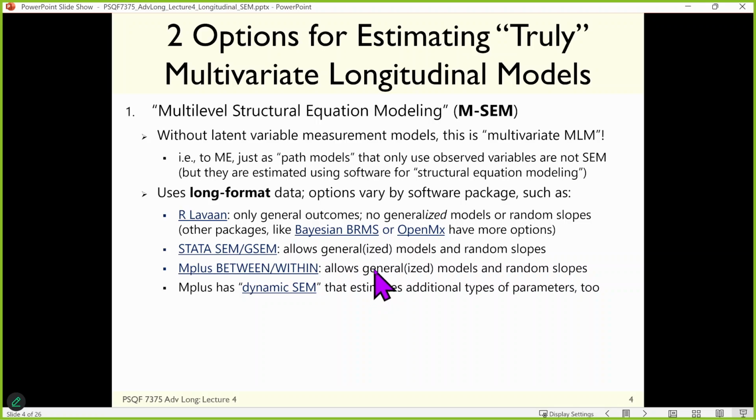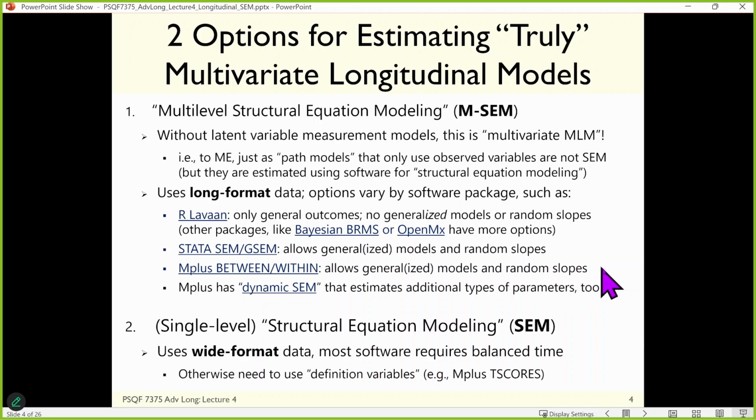Mplus is the most flexible. It's the between-within specification, which is the way that I'm abbreviating this based on what it looks like in the code on long format data. That's what we're going to focus on in this class. And then dynamic SEM is the same thing as this with extra stuff added to what you can do with it. So that's not a different thing. It's well within this family.